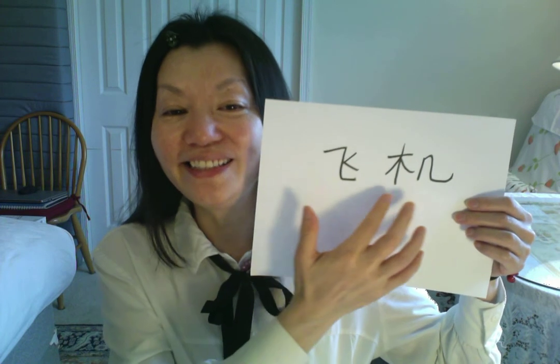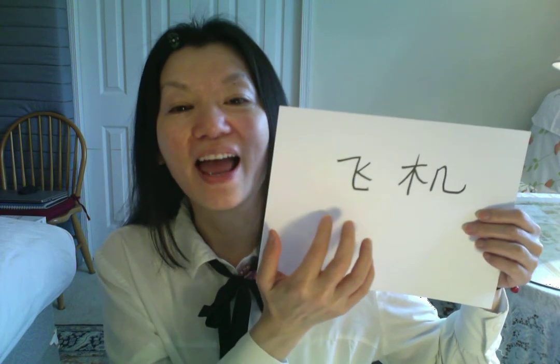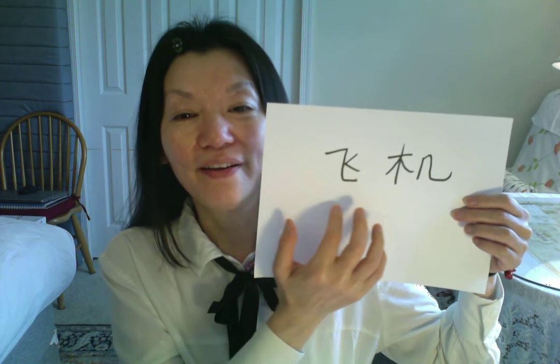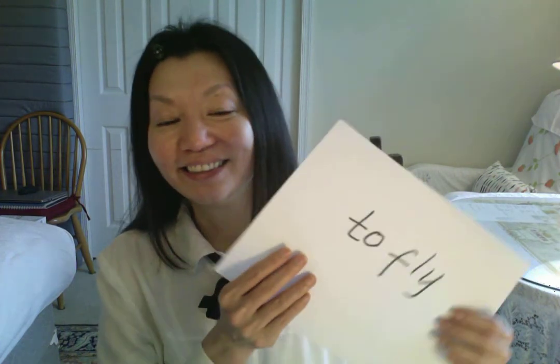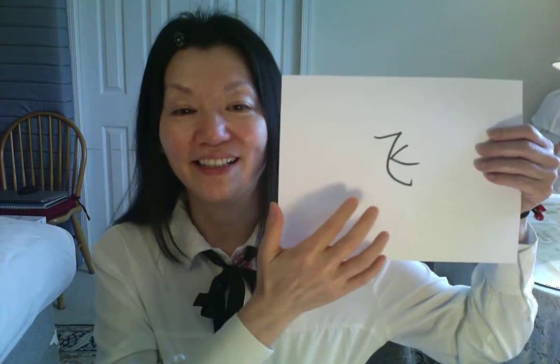Next one here, airplane. In Chinese, we say fēijī. Fēijī, okay. Now we see next: to fly. To fly, in Chinese, that's a character, fēi. Fēi, one more time. Fēi, to fly. Let me see next.